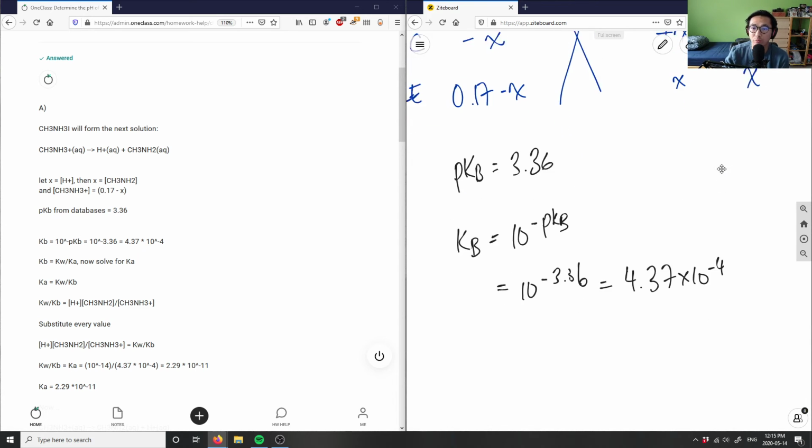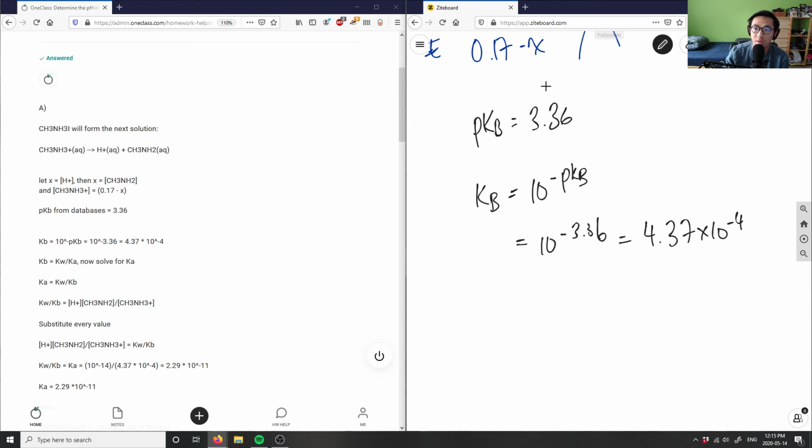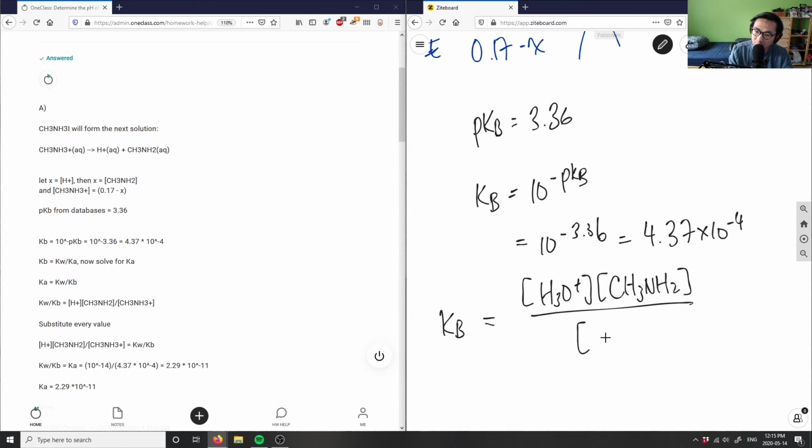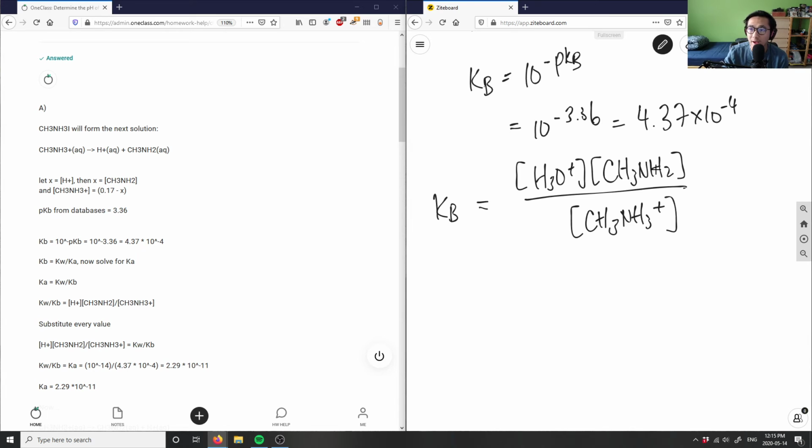Now we can write our equilibrium expression, right? I have my KB, and I also have my concentrations here. So KB is going to equal the concentration of my hydronium times the concentration of our methylamine, divided by our reactant here, the CH3NH3 plus. And then, given this, I know that my concentration of hydronium is x here.